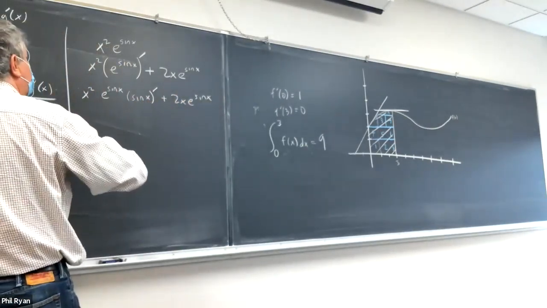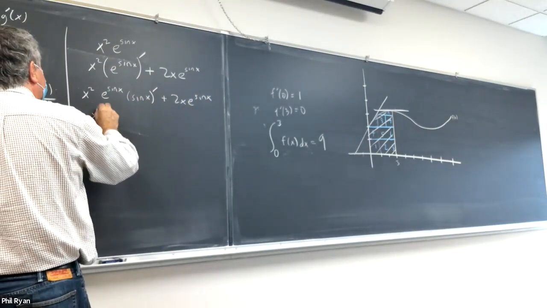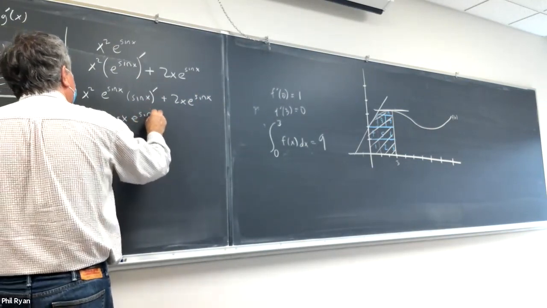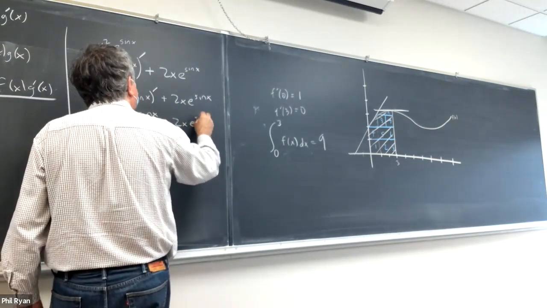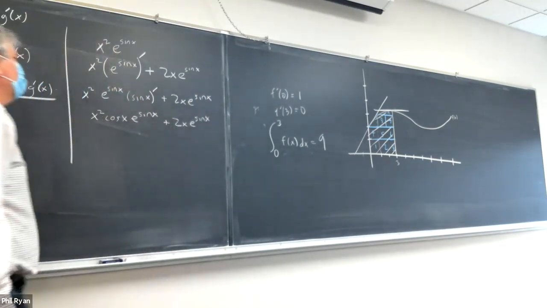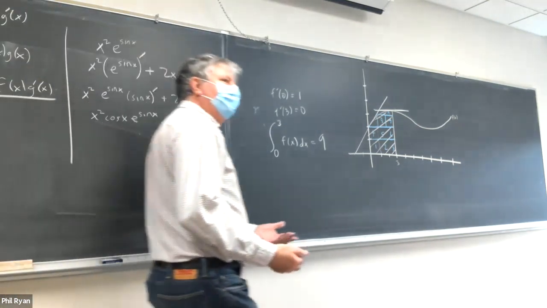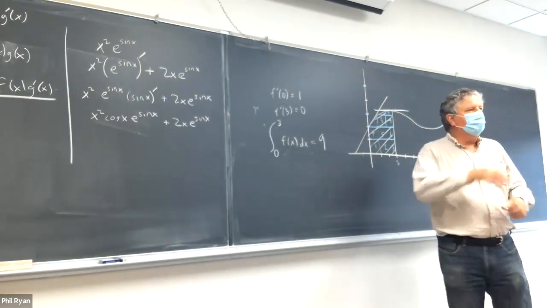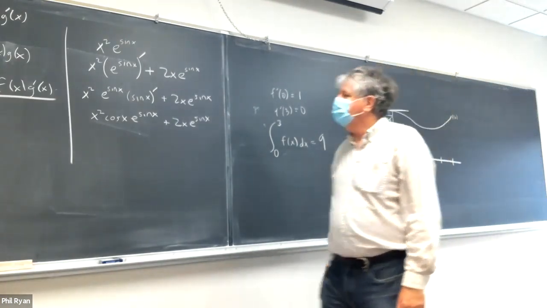And then finally, we take the derivative of sine x, which is cosine x, and we get x squared cosine x e to the sine x plus 2x e to the sine x. Very complicated, but I hope you see the logic behind it. So as long as you see the logic in which order you do things, you can always do these kind of derivatives.